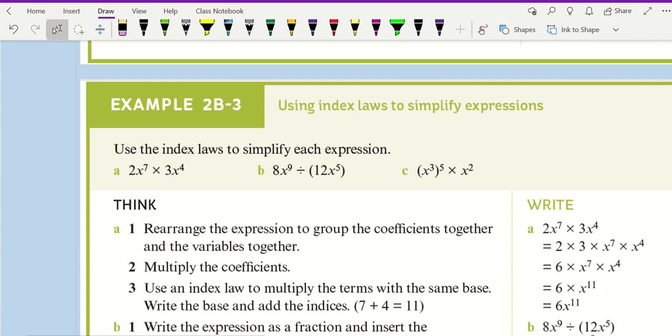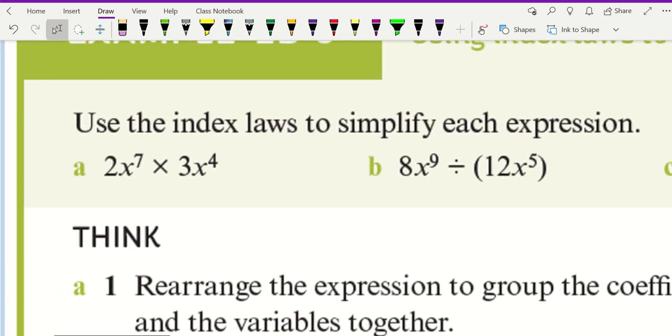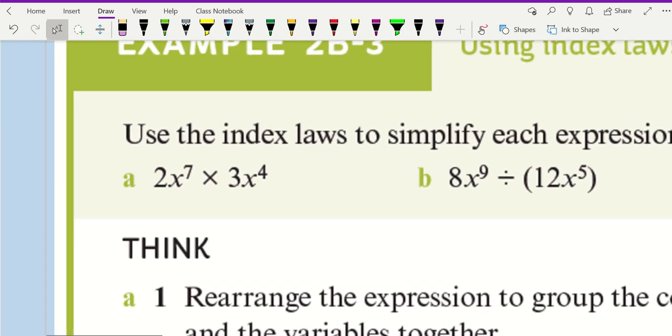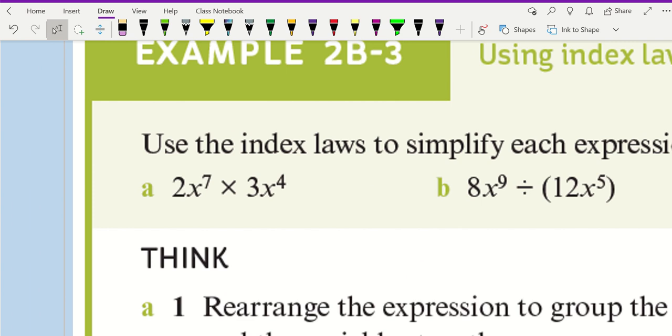Now let's have a look at this one. We're using index laws to simplify the expression. So this time we're going to, first of all, multiply the coefficients. So 2 times 3 is 6. Now we're going to go 6, and then we've got 7 plus 4 is 11. So 6x to the power of 11.